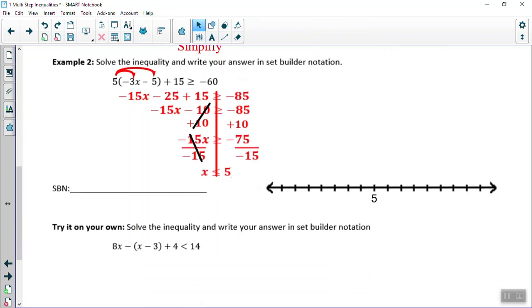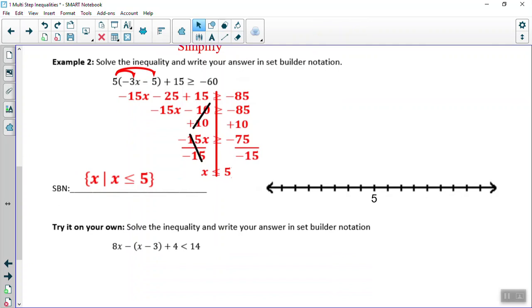All right, so let's put our answer in set builder notation. It's really just this solution, and then we build everything else around it. And then we can graph. All right, so remember, if we wanted to check that, we would pick a number that's less than 5.